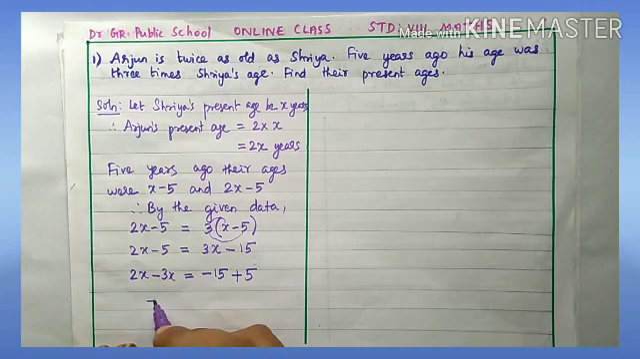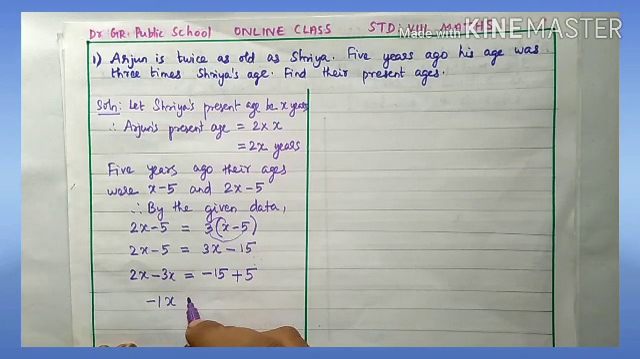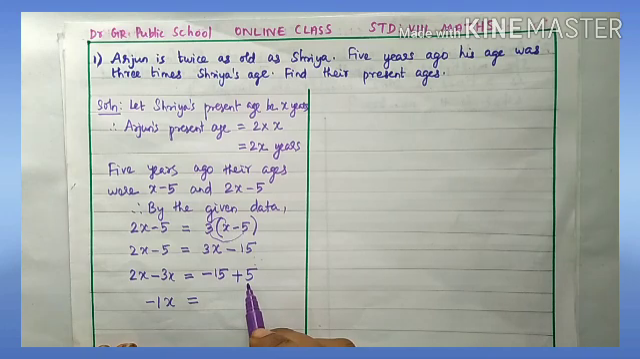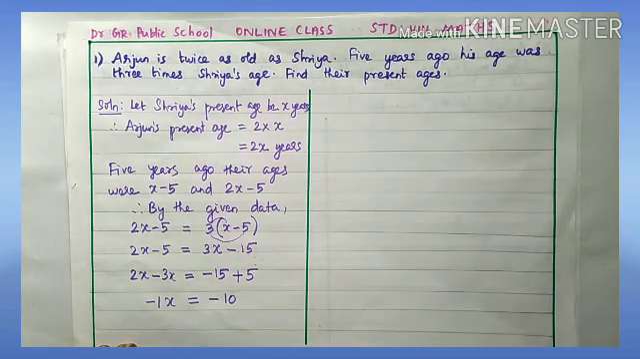So it becomes minus 2 minus 3 is minus 1. So minus 1x equal to minus 15 plus 5. Yes, here also subtract and put the greater number's sign. So it is minus 10. Okay, now you see, minus x equal to minus 10.